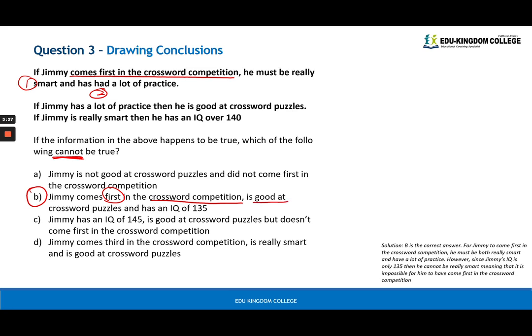Now, we know that he's good at crossword puzzles, okay? So this part about the practice is fine, okay? That is fulfilled. However, we also know he's really smart, but our answer option says that he only has an IQ of 135. This is not possible because if Jimmy is really smart, which he is, he has an IQ over 140, okay? So B is the answer. It cannot be true.